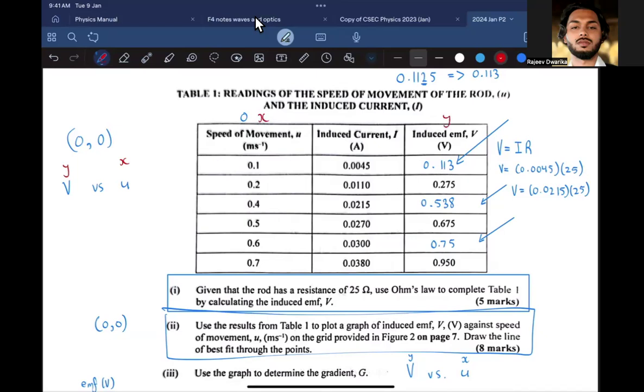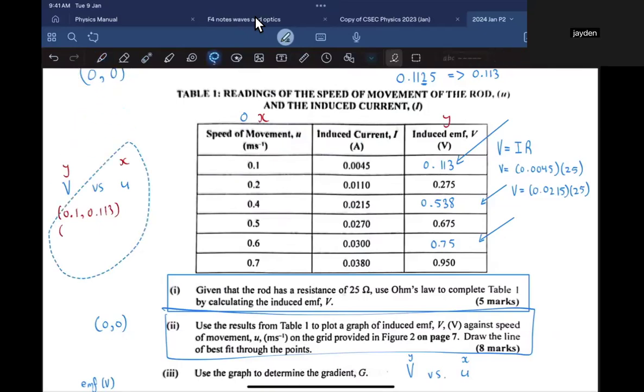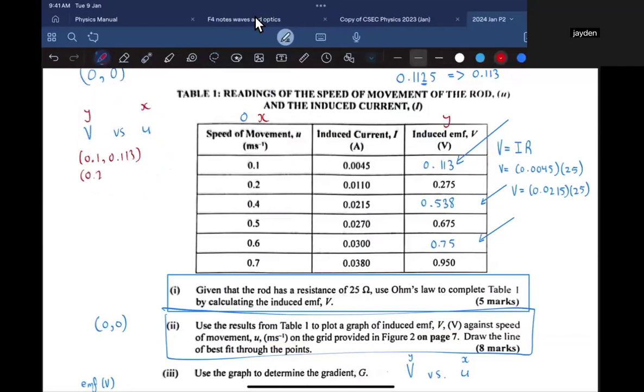Okay, cool. So we're gonna put an x by that column, and we're gonna put a y by this column. So let me just give back the points. I'm gonna start you off, right? So it's really supposed to be 0.1, comma 0.113, and just tell me the rest real fast. 0.2, 0.275, 0.4, 0.538, 0.5, 0.675, 0.6, 0.75, 0.7, 0.950.